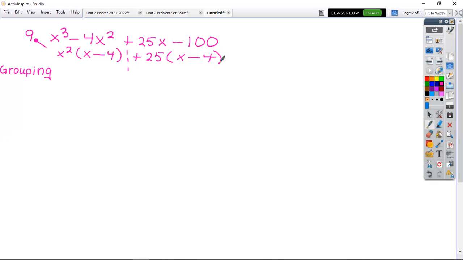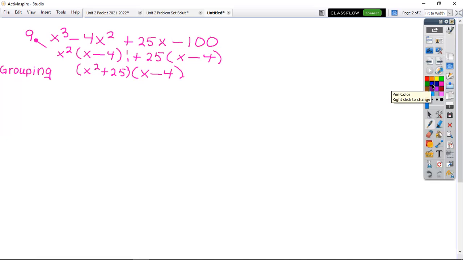So almost there, you're just going to put this back together. So I get x squared plus 25. And I also get x minus 4. And actually, you're lucky on this one because this does not go further because it's addition instead of subtraction. Okay. How is the grouping? Good. Next category.